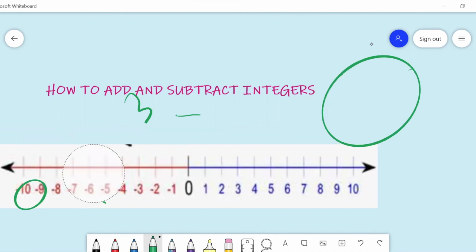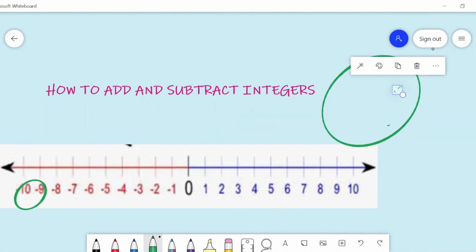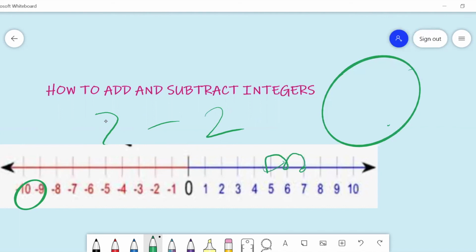Now let's take 7 minus 2. If we take 7 and we go 1 and 2, so 5 is our answer. This equals 5. 5 is our answer.